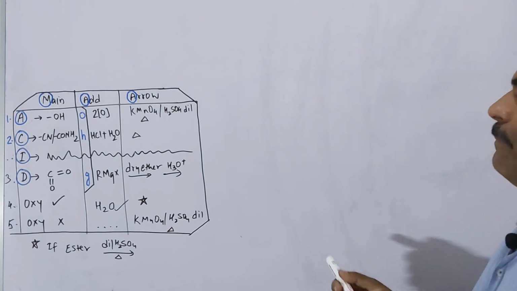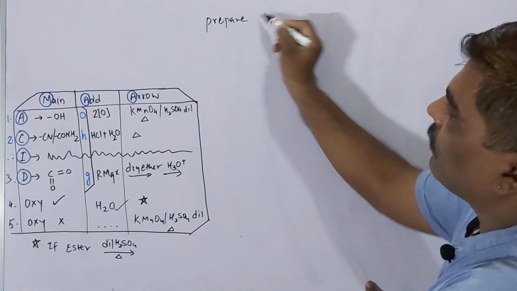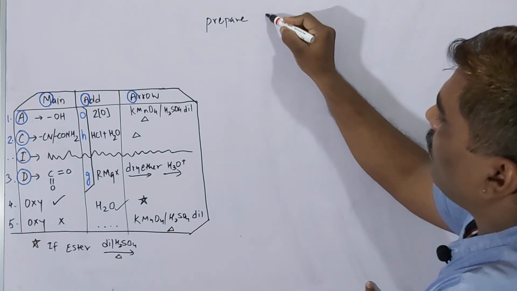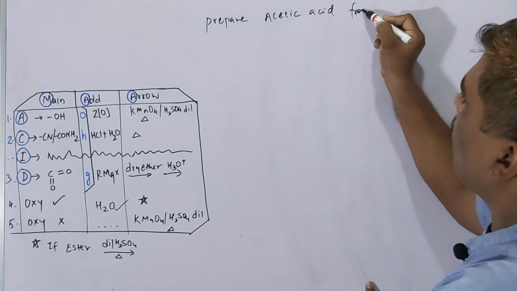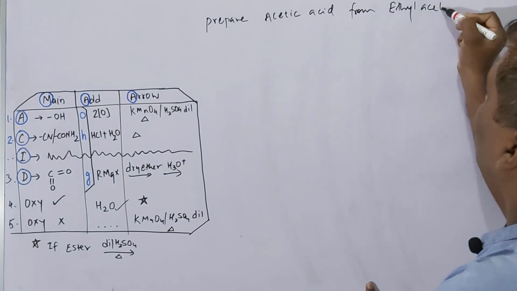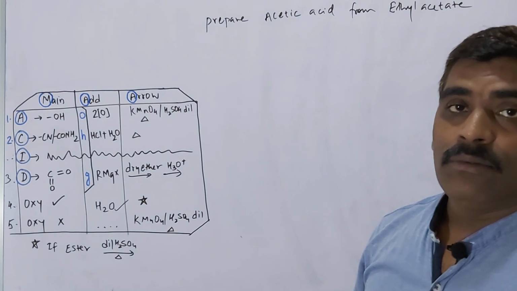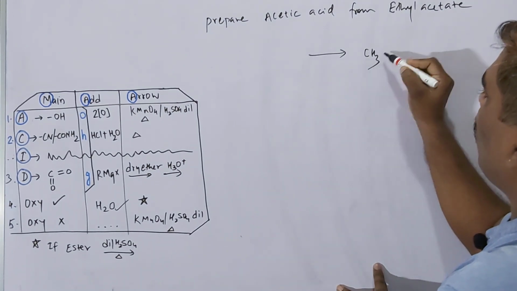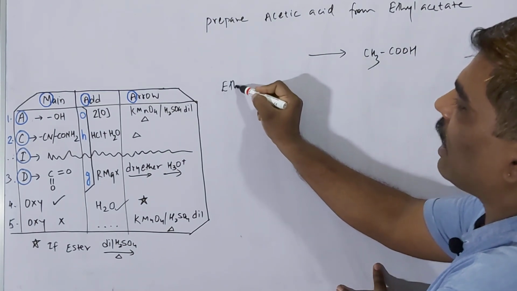Suppose the question is to prepare acetic acid from ethyl acetate. Again we'll write here the formula of acetic acid, and for ethyl acetate, how do we write the structure?